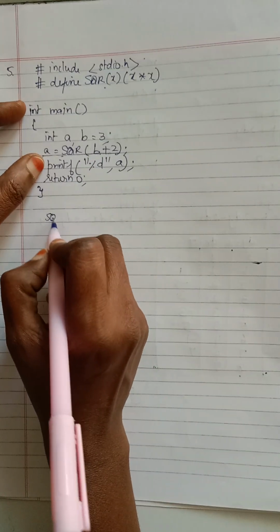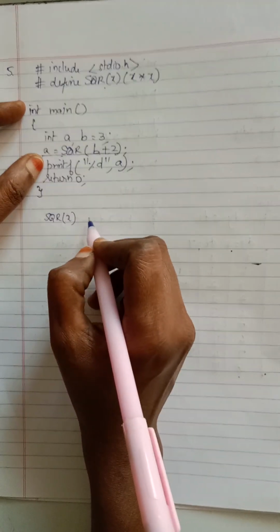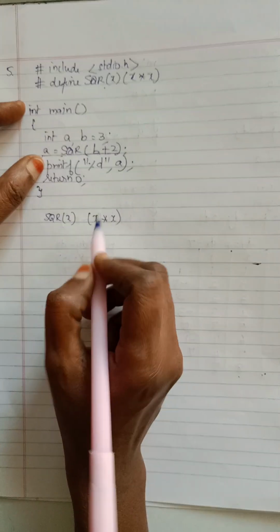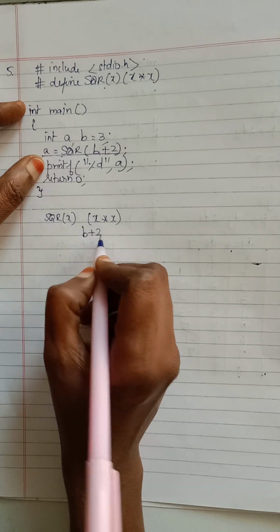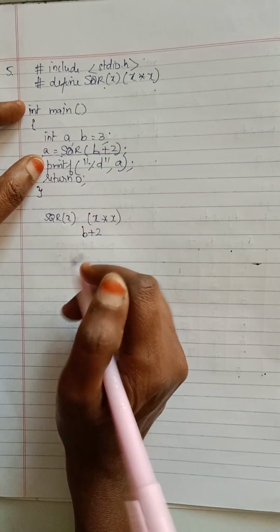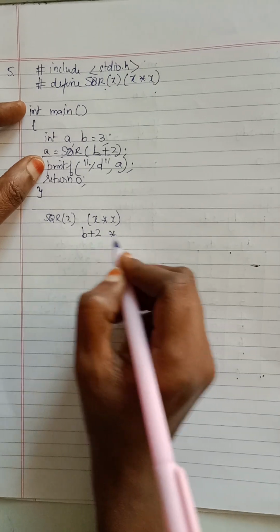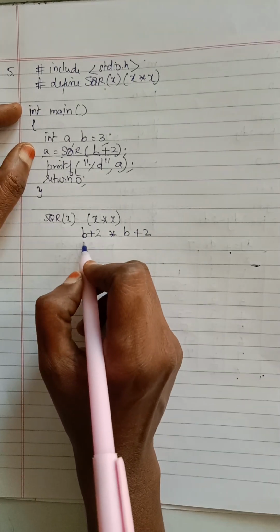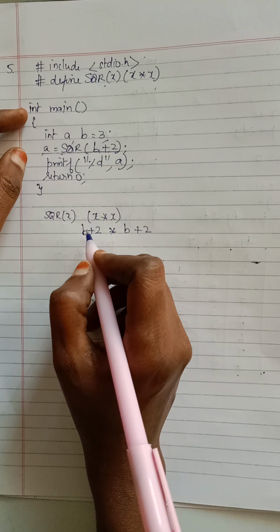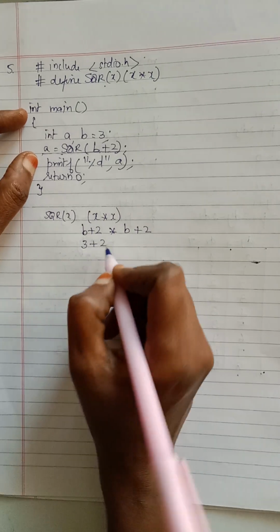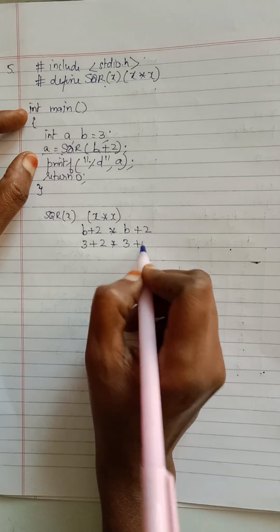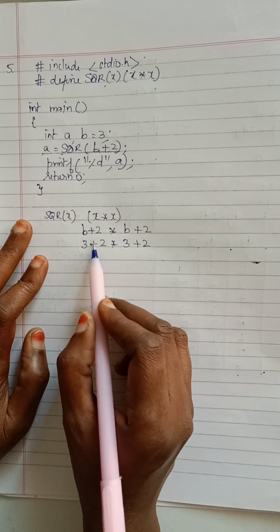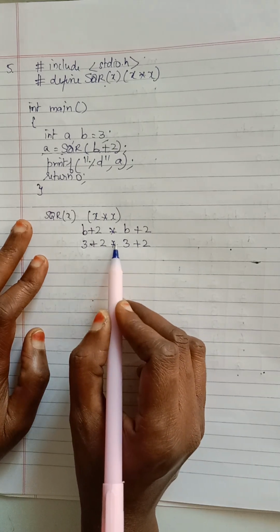So sqr of x is defined as x into x. So take the value of x as b plus 2 only, not 3 plus 2 or 5. So it will be b plus 2 star b plus 2. Now what is the value of b? The value of b is 3. So 3 plus 2 into 3 plus 2. Now see, this is an expression. So in this expression we have two plus signs and a multiplication.